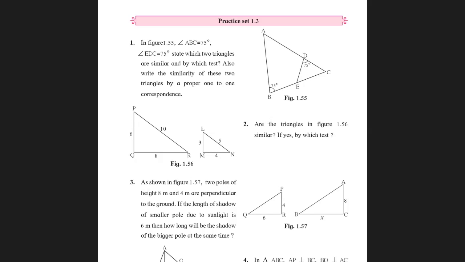Now, by which test do you feel are the two triangles similar? That's number one question. And you have to state the test by which the two triangles are similar. And second, you have also to write what is a one-to-one correspondence. Now, what does one-to-one correspondence mean? I have explained this to you before also. I'll still explain this once again to you. What does one-to-one correspondence mean?